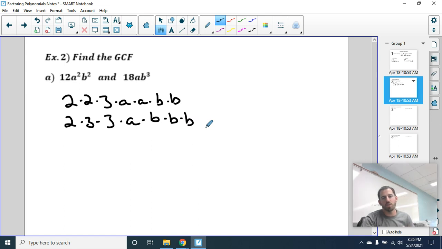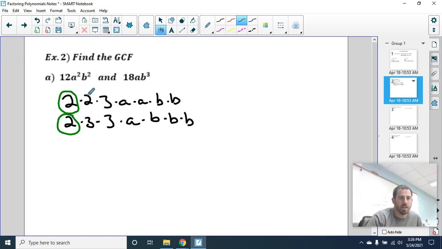Then I'm going to circle, in a different color, the things that are in common. I just look at one: I have a 2, I have a 2. I have a 2, I don't have any more 2s. I have a 3, I have a 3. I have an A, I have an A, no more A's. I have a B, I have a B, another B and another B.